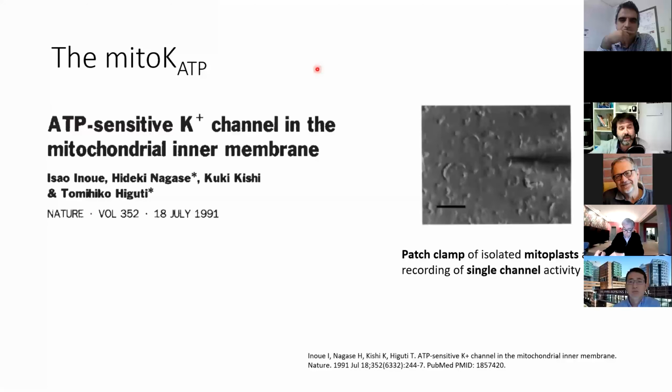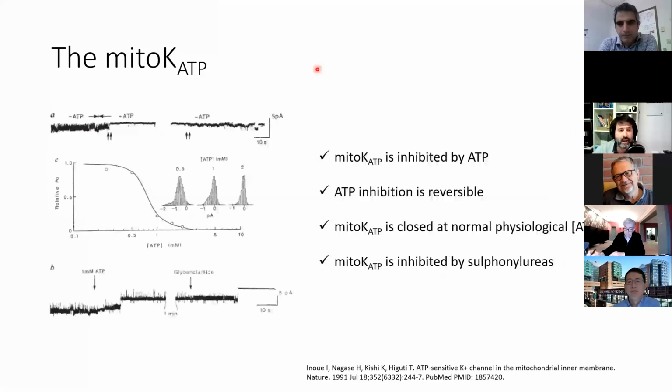So this channel was demonstrated to exist almost 30 years ago. There is this first publication by a Japanese group that performed patch clamp on isolated mitoplasts. And the year after, this paper demonstrated that there is this potassium sensitive channel that is inhibited by ATP, and the inhibition by ATP is somewhat reversible. And at normal ATP concentration, in the millimolar range, this channel is essentially closed.